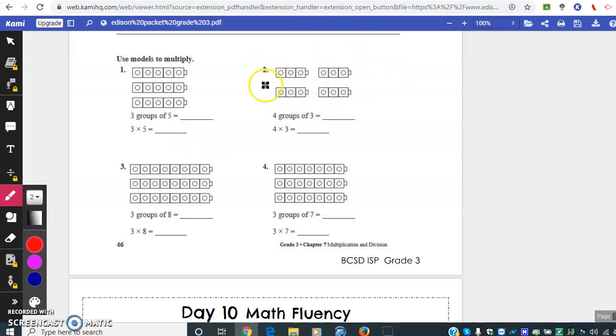Again, number 2, same thing. You've got 4 groups of 3, 4 groups. Each one has 3 in it. Count the linking cubes, write the answer here, write the answer here. Same for number 3, same for number 4.